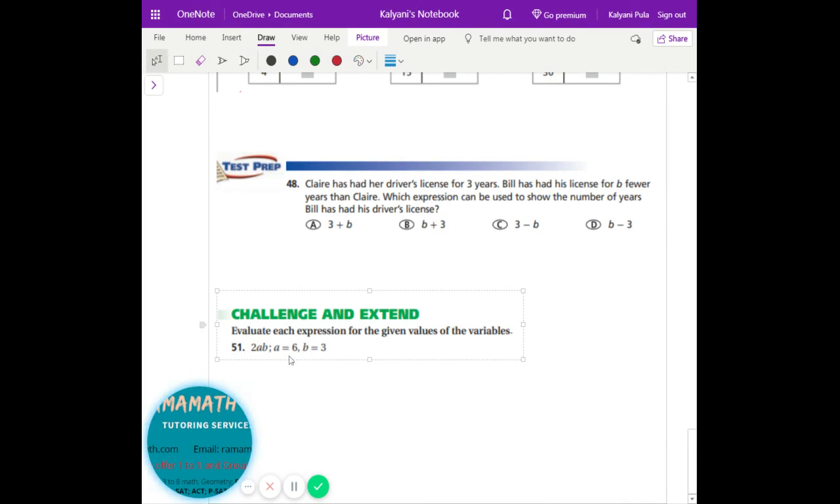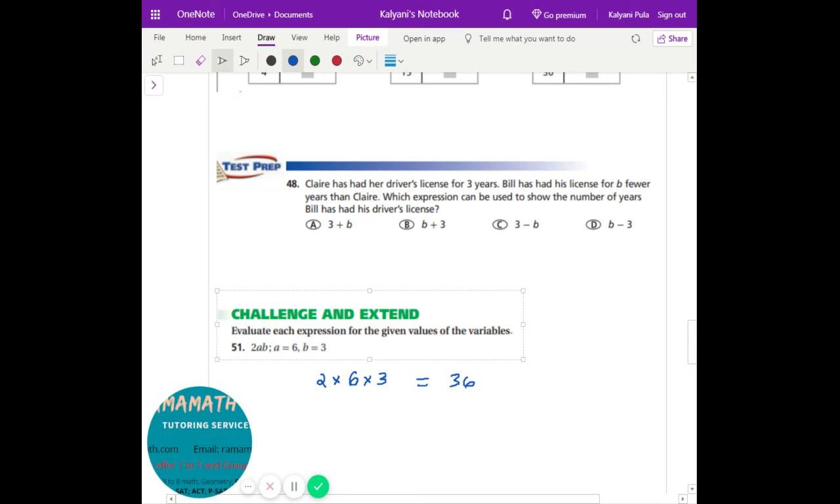So in this one, A is given 6 and B is given 3. You have to find out 2 times A times B. So 2 times A, which is 6, times B, which is 3. This is easy. I know, it's easy. The answer is 36. That's right. There you go. Okay, good work.